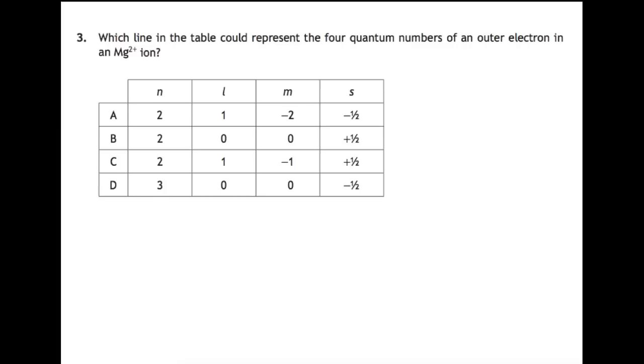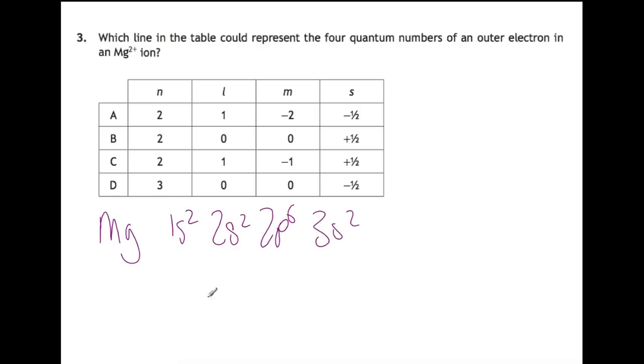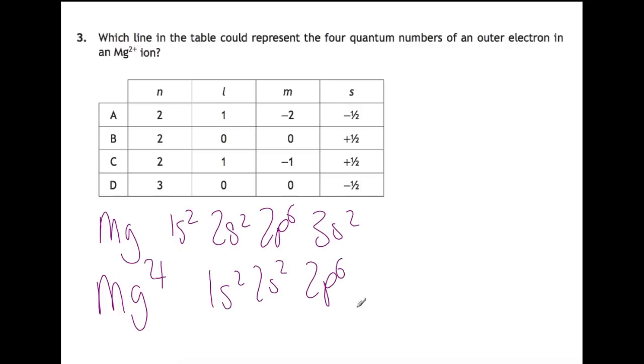Which line in the table could represent the 4 quantum numbers of an outer electron in an Mg2+ ion? So if we start by writing out the electronic configuration for a magnesium atom, and then if we take off 2 electrons to make it an ion, we lose the 3s2. This means that our outermost electrons are in the 2p6. The 2 here is the energy shell, so D cannot be our answer.